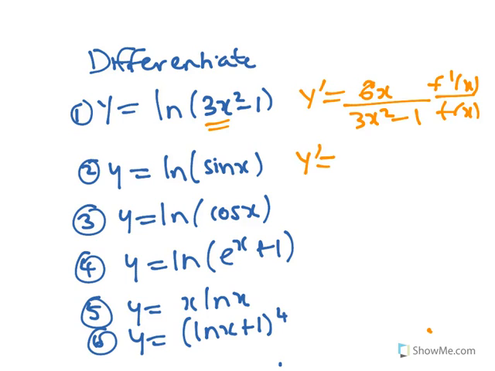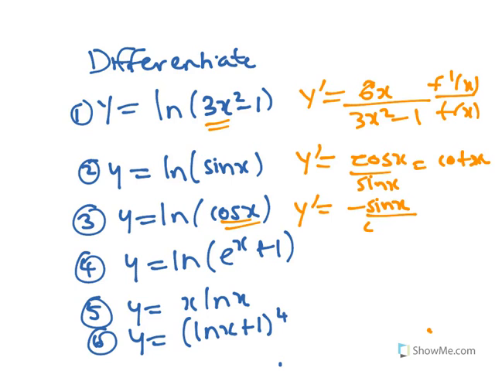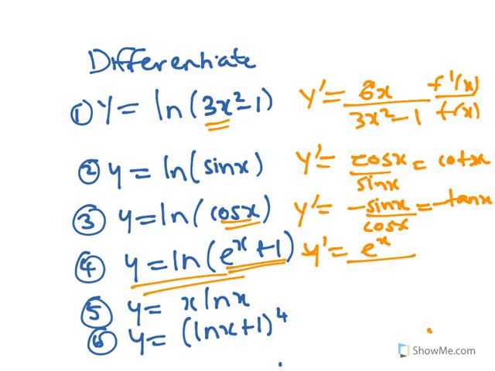This one here, derivative of sine is cos. So it'll be cos x on sine x, and cos x on sine x is just cot x. The next one, derivative of cos x is minus sine x. So it's minus sine x on cos x, which is minus tan x. Derivative of ln of e to the x plus 1, y dash would be derivative of e to the x plus 1, that's your f dash x, over e to the x plus 1.